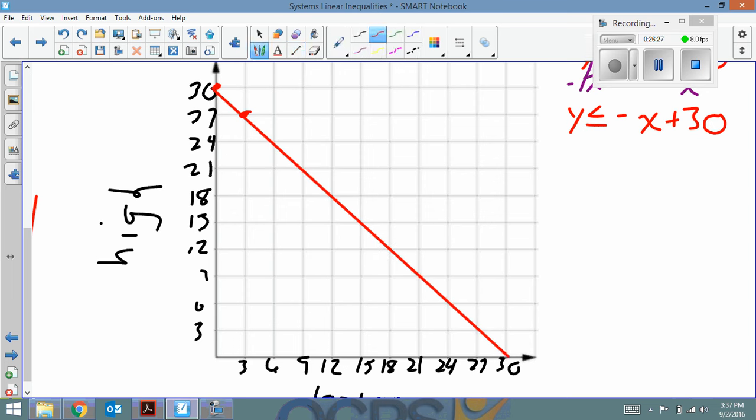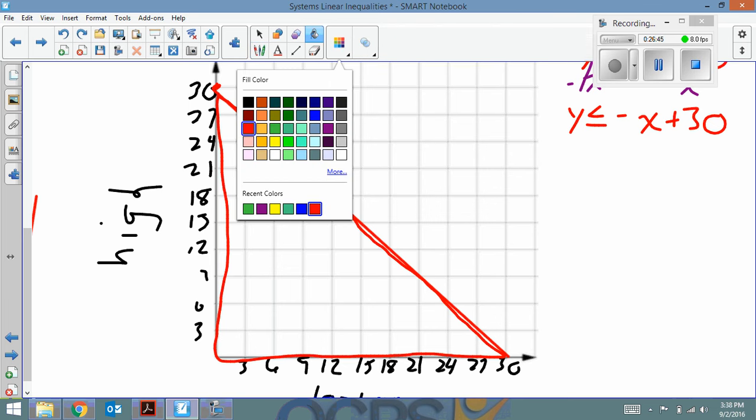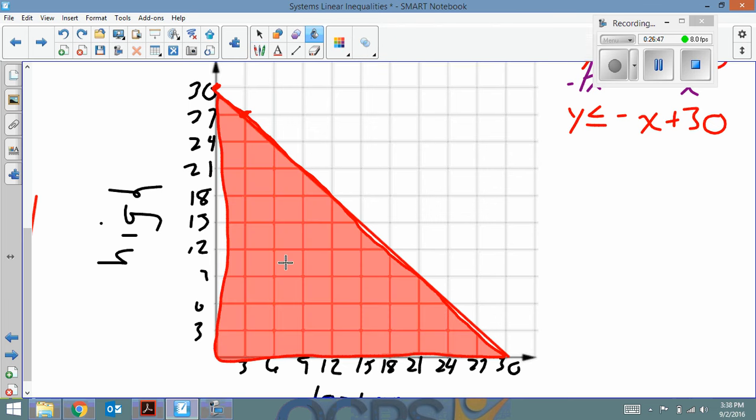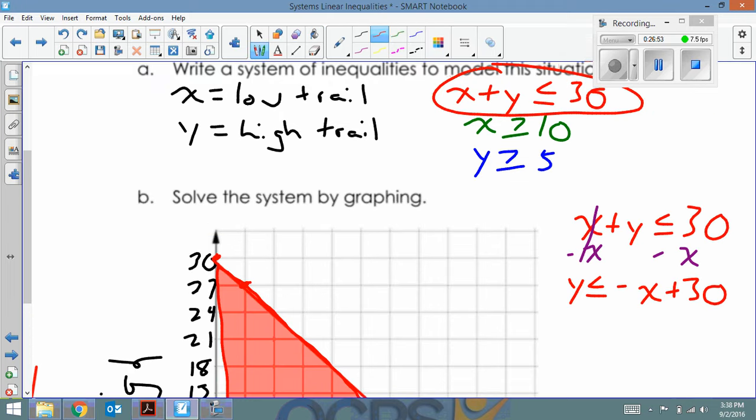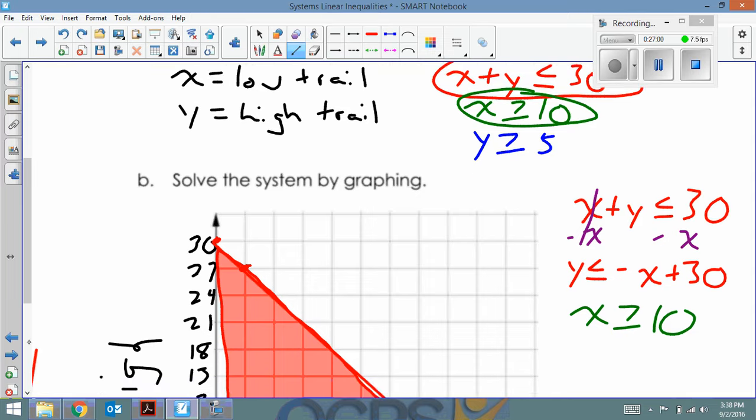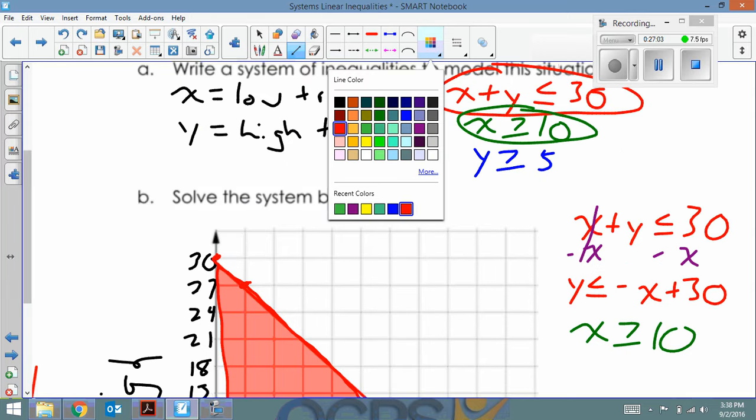Okay, so we got to do some shading. So it says, look at our y-intercept, and it says, when is y smaller? Well, y is smaller below, so we're going to shade everything below that line. So there it is. Okay, then we got our other two equations we got to deal with. The second equation is x is greater than or equal to 10. Well, that's an easy one. That's just a vertical line, so let's graph that.